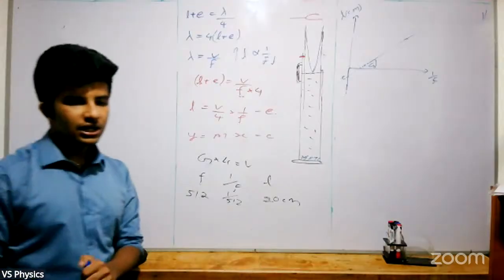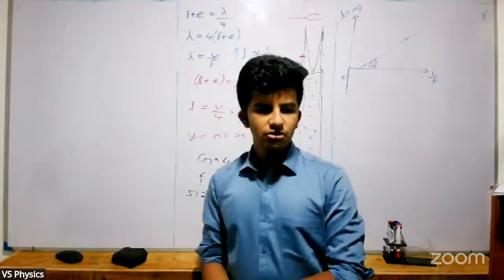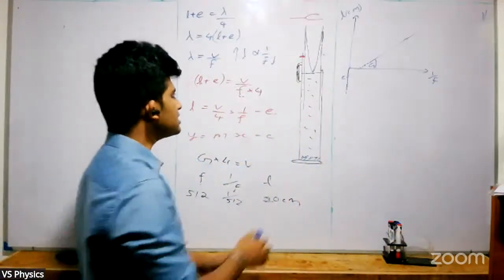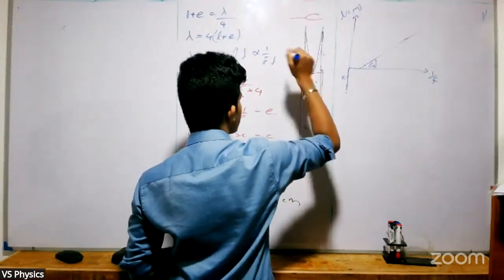Okay, next. We have to use a tall water container to allow the resonance tube to completely submerge. And then when it is completely submerged, the water level should be somewhere here.